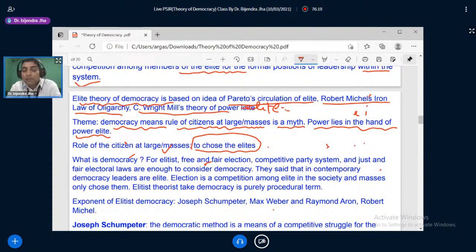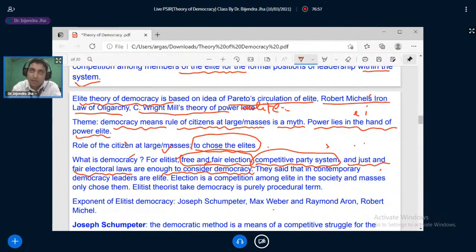सो अब डेमोक्रेसी का क्या मतलब है? डेमोक्रेसी का मतलब है कि फ्री एंड फेयर इलेक्शन हो जाए, फ्री कॉम्पिटिटिव पार्टी सिस्टम हो जाए और जस्ट एंड फेयर इलेक्टोरल लॉज रहे. इलेक्शन का जो लॉ है वो फ्री एंड फेयर रहे, जस्ट रहे, रीजनेबल रहे, राइट? एंड दैट इज इनफ टू कंसीडर अ डेमोक्रेसी, राइट? सो किसी भी डेमोक्रेसी में अगर फ्री एंड फेयर इलेक्शन होता है, वहां पर कॉम्पिटिटिव पार्टी सिस्टम होती है एंड वहां पे जो इलेक्टोरल लॉ है वो जस्ट एंड फेयर है, इसका मतलब है कि वहां पर डेमोक्रेसी है. डेमोक्रेसी का मतलब ये नहीं है कि रूल बाय द पीपल, it is rule of the elite basically, right?